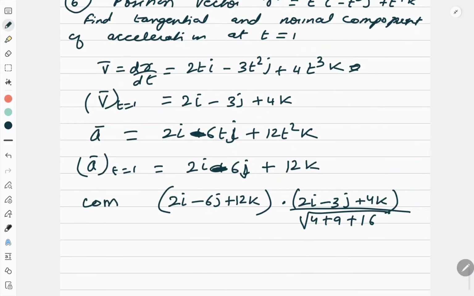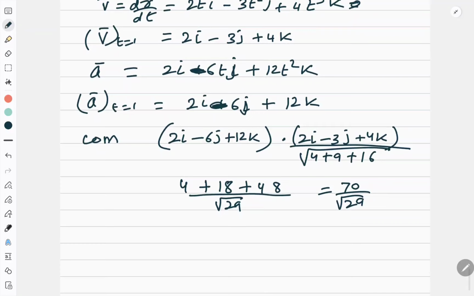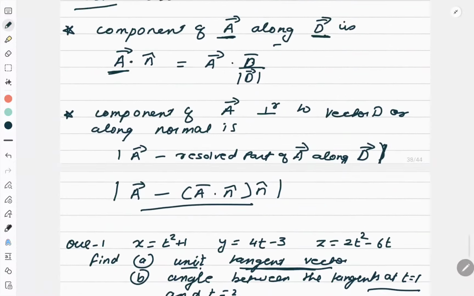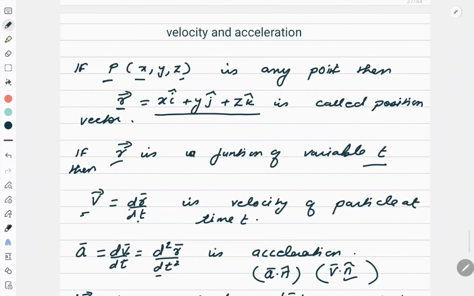Correct? So this will become 4 plus 18 plus 48 upon, this is 20, 29, root 29. So this is 70 root 29. So this is tangential component. Okay. And when we are talking about normal component, this is tangential component, normal component. So I'll take you back to the first page where I gave you the formula so that you should not get confused, because the formula was little lengthy.